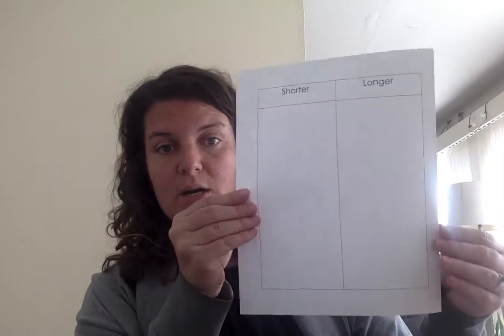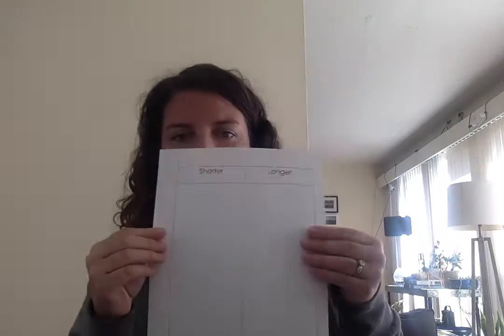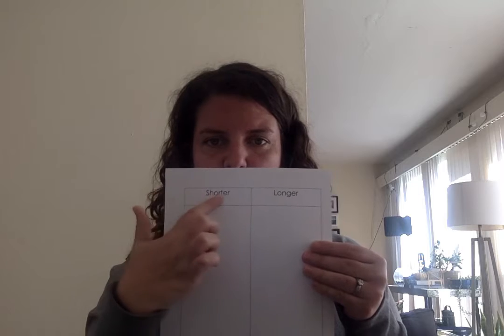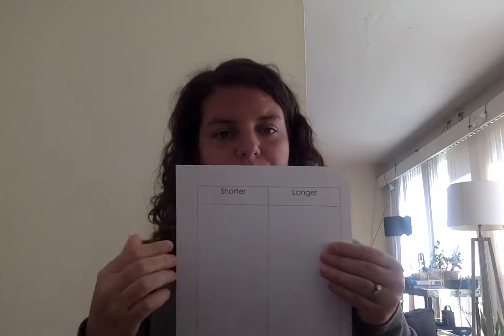You're going to need a T-chart. And this T-chart says shorter and longer. You can make your own or you can print out the one on our Google Classroom. Shorter and longer. And you're also going to need a piece of paper, like a half of a big sheet, and a pair of scissors.